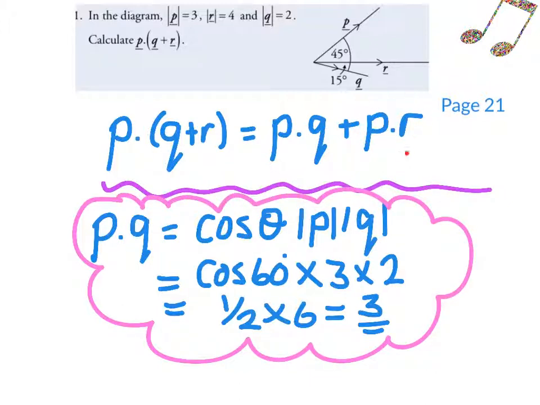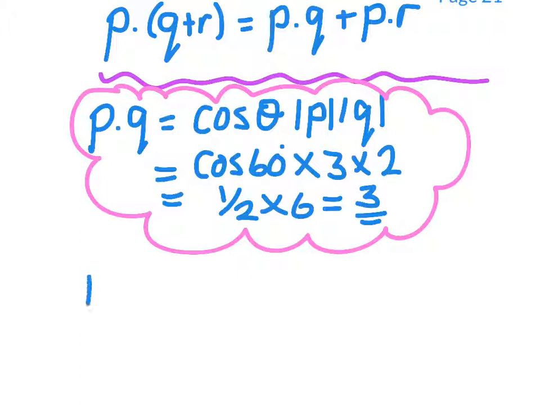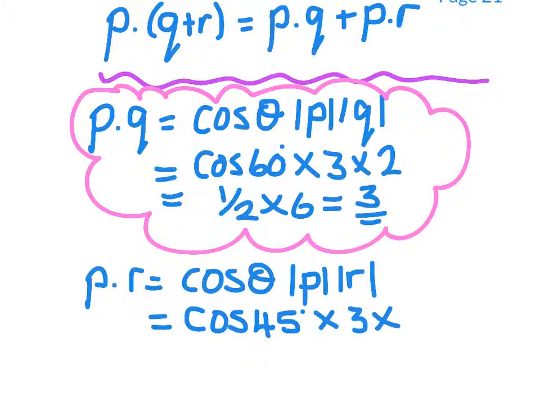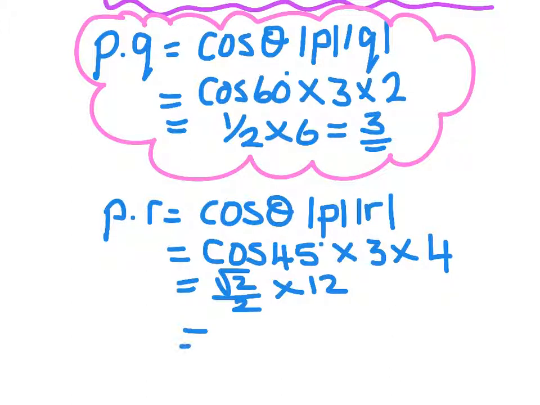Now we're going to find P dot R, and we're going to add them together. So P dot R is equal to the cosine of the angle between the two vectors multiplied by the magnitude of P multiplied by the magnitude of R. In between we've got 45 degrees, so this is the cos of 45 multiplied by P, which is 3, multiplied by R, which is 4. The cosine of 45 degrees is root 2 over 2 multiplied by 12. So this is going to give us the same as 6 root 2.